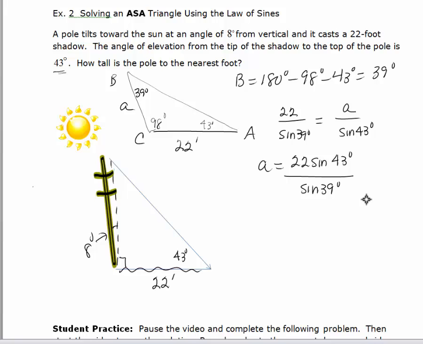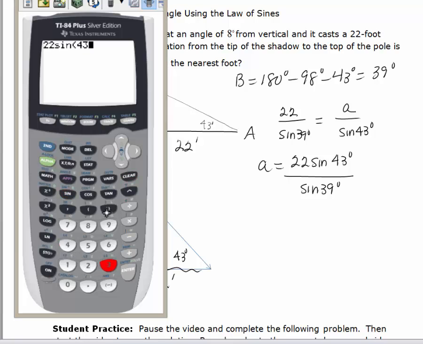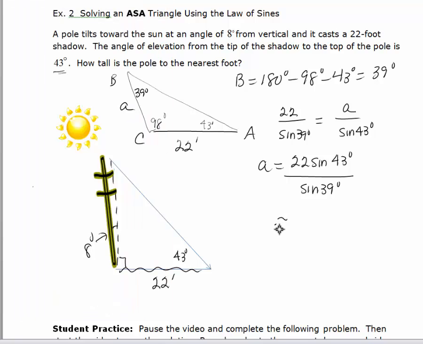And it says how tall is the pole to the nearest foot, so we're going to round this to the nearest whole number. So we're going to have 22 times the sine of 43 divided by the sine of 39, and we'll hit enter, and we get approximately 24 feet. So the height of the pole, or the length of the pole, is 24 feet.